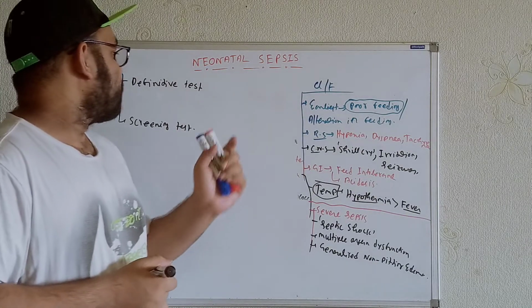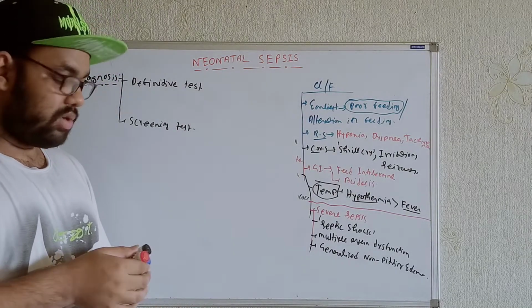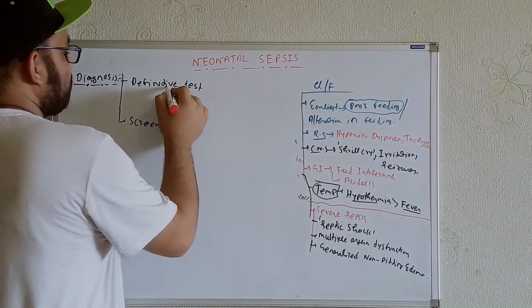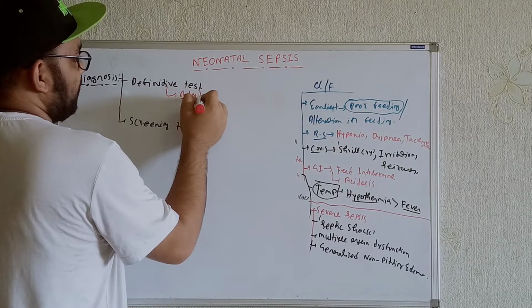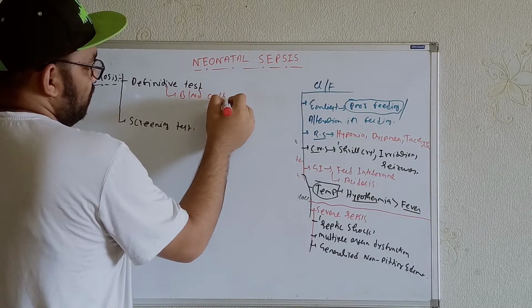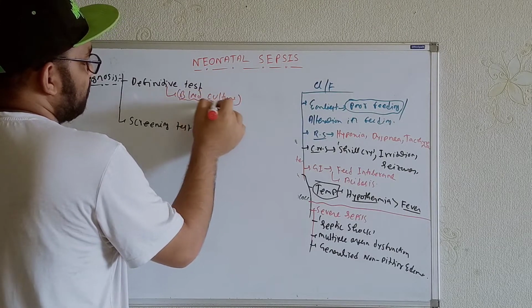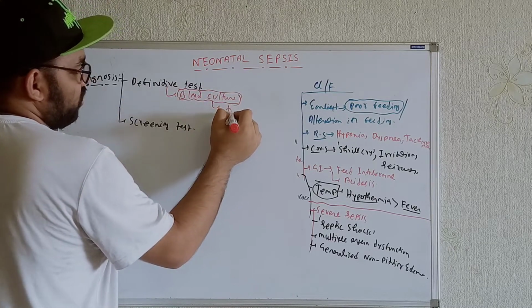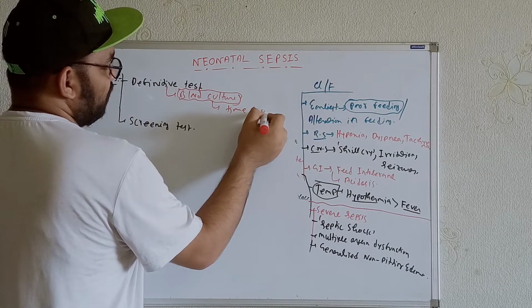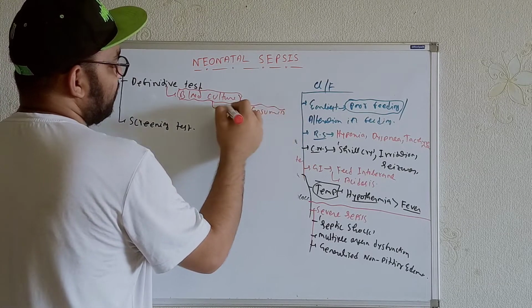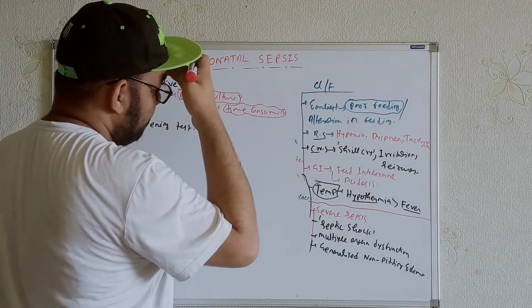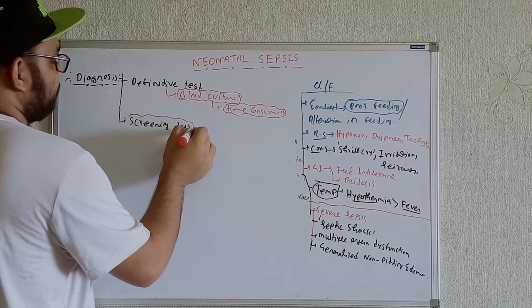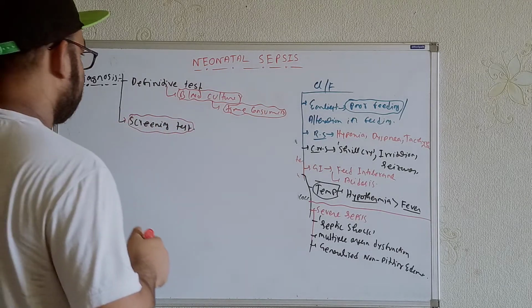Within the definitive test, we have to take blood samples for blood cultures, and then find out what the organisms are and what the problem is. But when we talk about blood cultures, getting the report takes time. It's time consuming, and antibiotics will be prescribed only after getting the reports. So as another test, we can do the screening test.